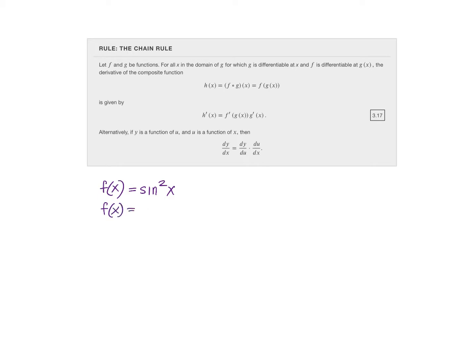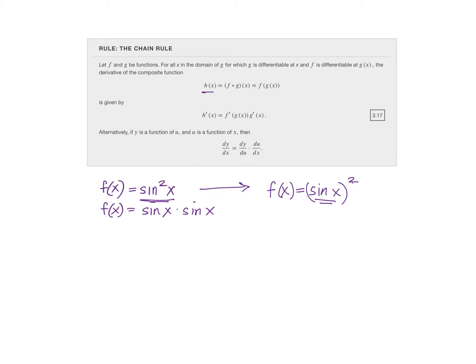So if you wrote this as sine of x times sine of x, you could use the product rule and find the derivative. I'd like to talk about how we can use the chain rule for the same problem. But first, I want you to recognize that this function can be rewritten as sine of x quantity squared. And make sure that you have the parentheses around sine of x, because this sine squared of x means sine of x quantity squared.